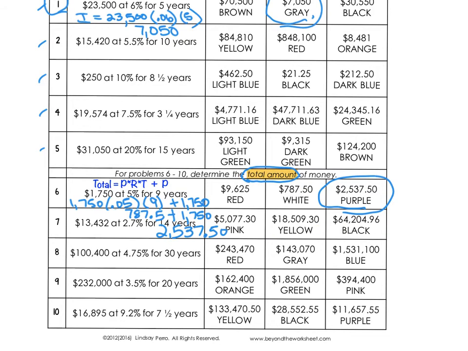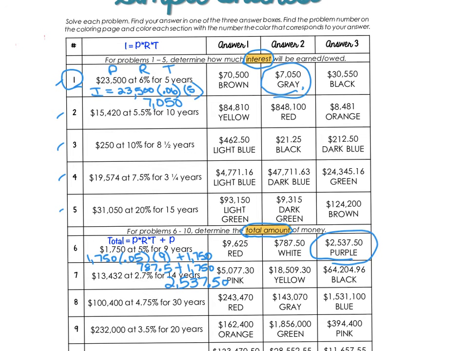1 through 5, you only need to find the interest, right? So you're just doing the multiplication.